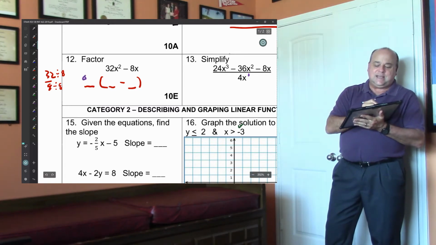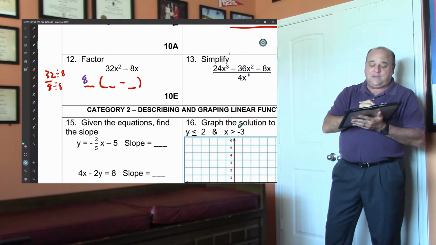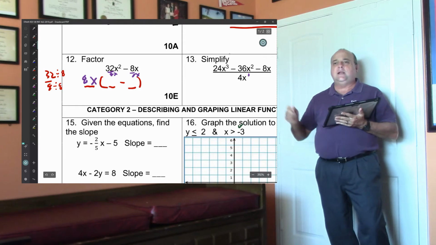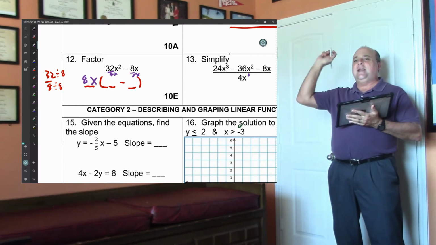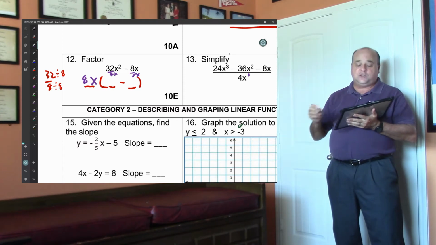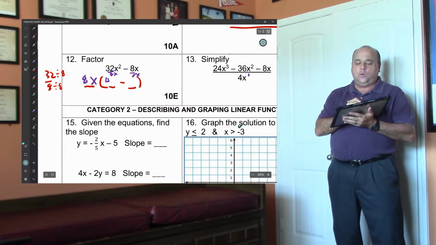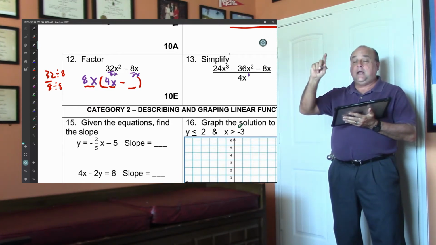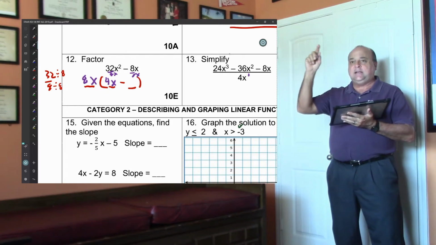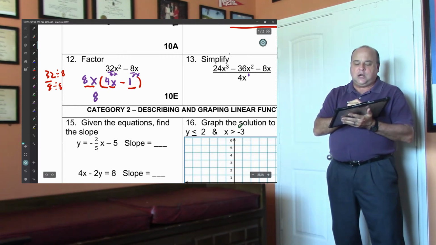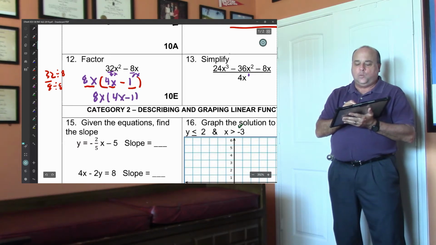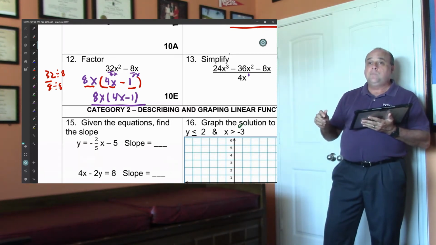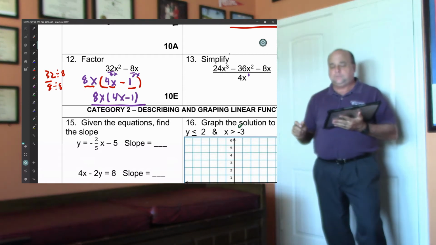So my bluebell truck is 8, and X squared, they both have X. Now then, I'm going to take 8X and divide it into 32X squared and 8X. So basically, I'm dividing 8X. I'm taking my bluebell truck away from the scores. So 32 divided by 8 is 4. X squared divided by X is X. And 8x, a positive divided by a negative is a negative, and 8x divided by 8x is 1. So the answer is going to be 8x parentheses 4x minus 1. If I were to multiply that, I would go up to 32x squared minus 8x. So I'm pulling the bluebell truck away from the scores.